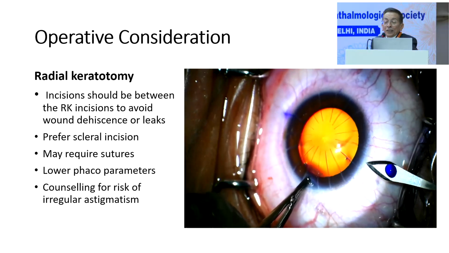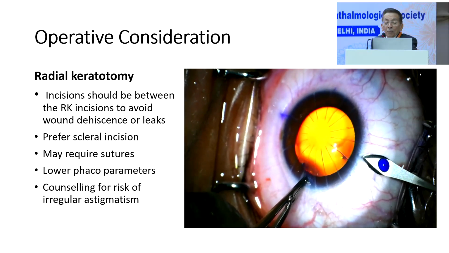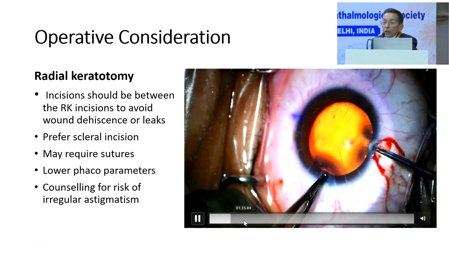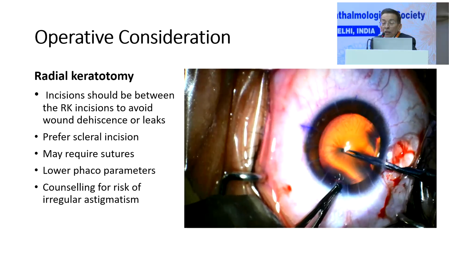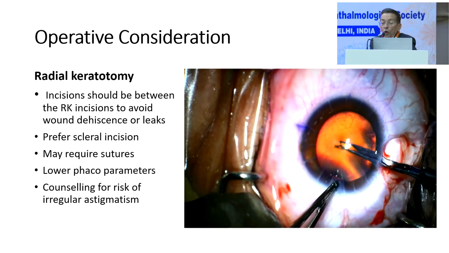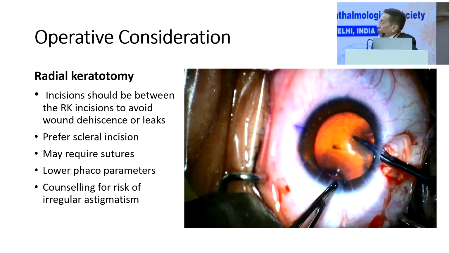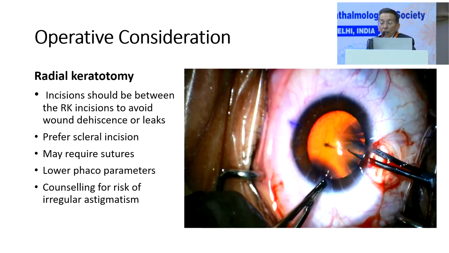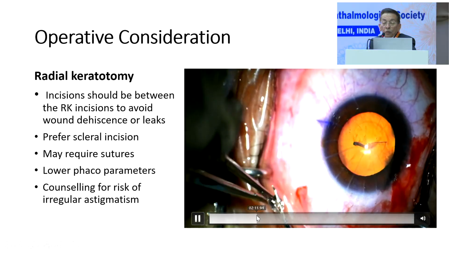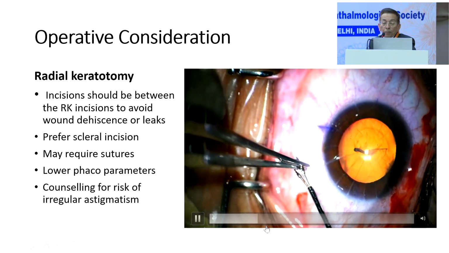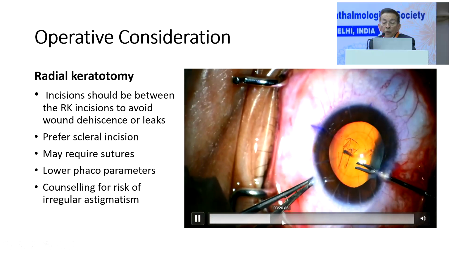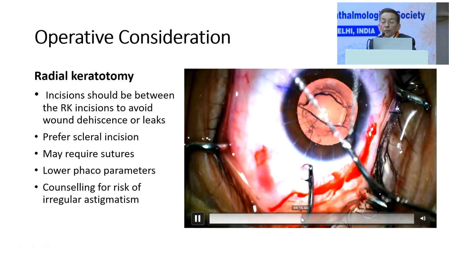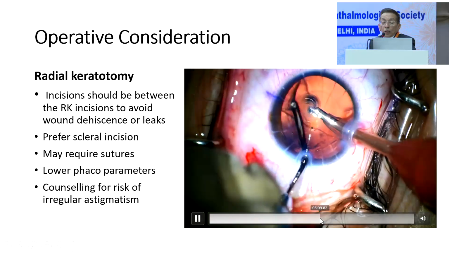So we have to see the side port, because sometimes the RK incision gives way. So once you do the 1.8 or 2 mm incision, it should be slightly posterior limbal so that you can avoid the end of the RK incision. Then with micro-incisional forceps, you can remove this and put in the intraocular lens.